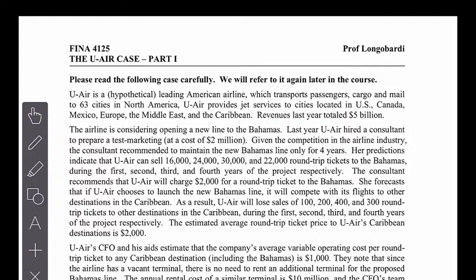So this is the first one, the 5 billion last year. This is my first question to you. Is this an incremental cash flow? The definition again of incremental cash flow: it's a cash flow that occurs as a result of taking on a project. How many of you think this is an incremental cash flow?